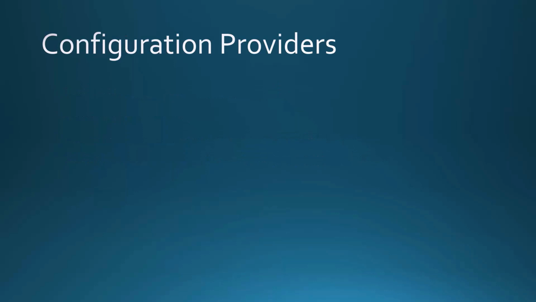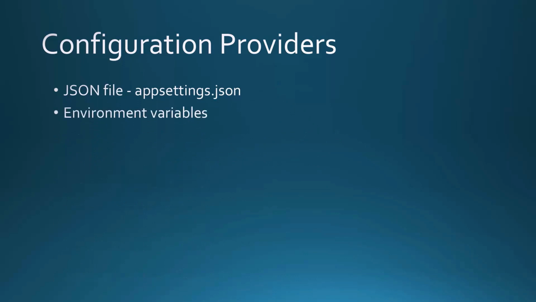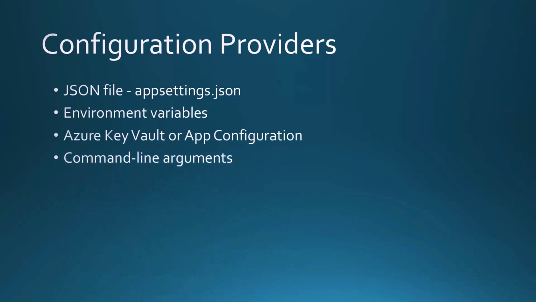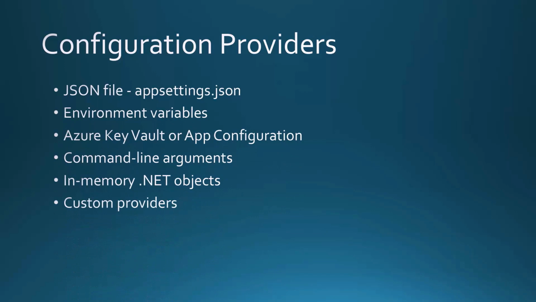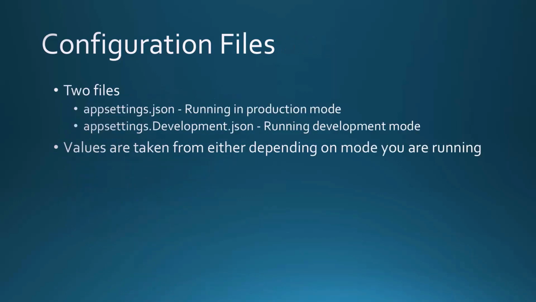We have a lot of configuration provider options though. Obviously, JSON files in the app settings, environment variables, Azure Key Vault or app configuration, command line arguments, in-memory .NET objects, and even your own custom providers, so you could store them wherever you want. A lot of built-in providers that we can take advantage of to get settings from wherever they're located. We're going to use the most common approach, and that is using the appsettings.json files.